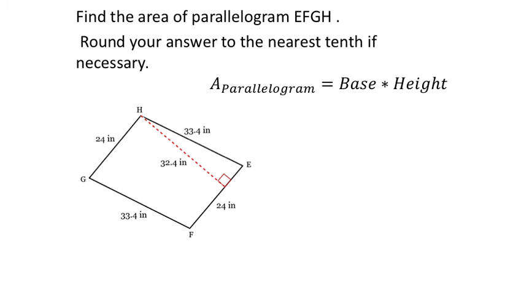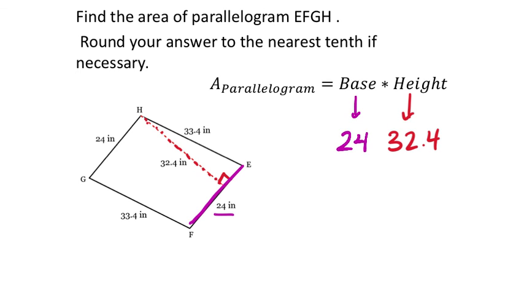Now we got a parallelogram. Again, this one's just base times height, and we can see they've given us the height. It's this dashed line right there, and it shows the 90-degree angle as well. So for me, that's my height, which it shows as 32.4. And then the base is the side length that creates a 90-degree angle with it, which is this one. And that shows as 24. So the base would be 24 inches.